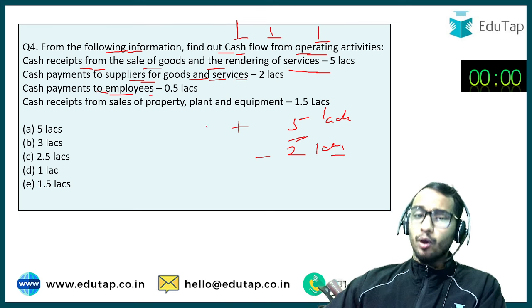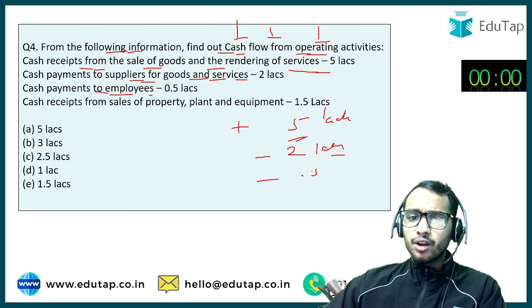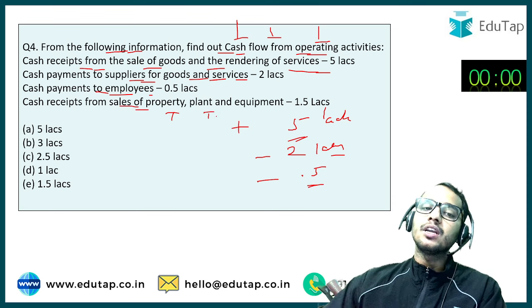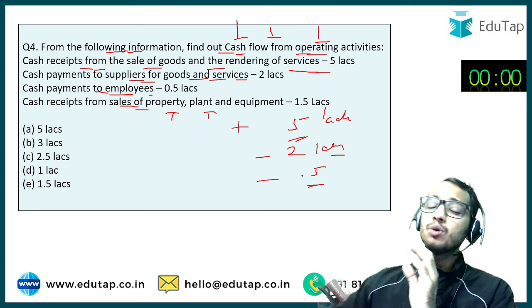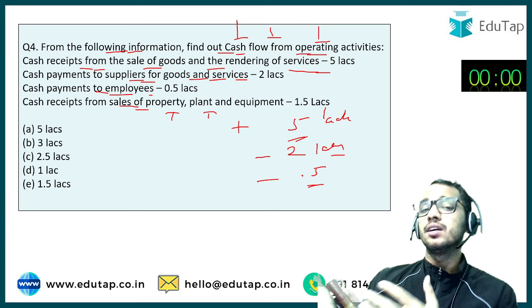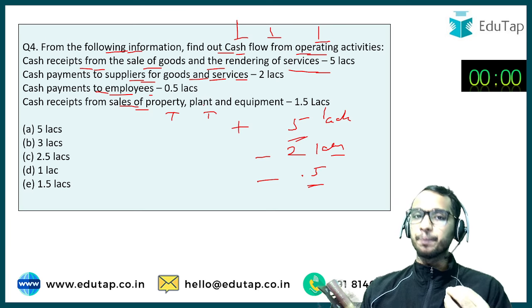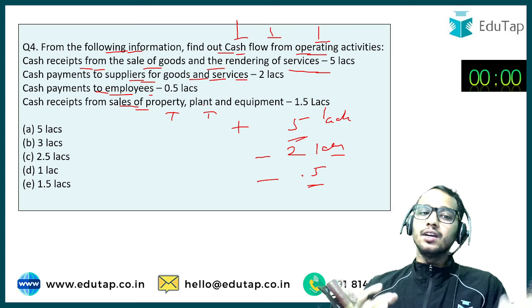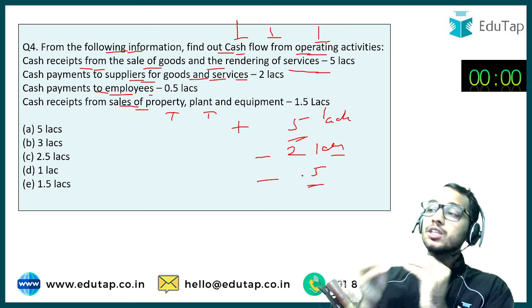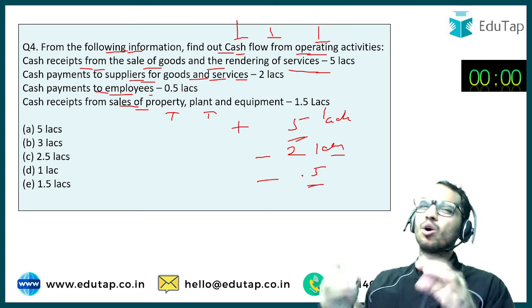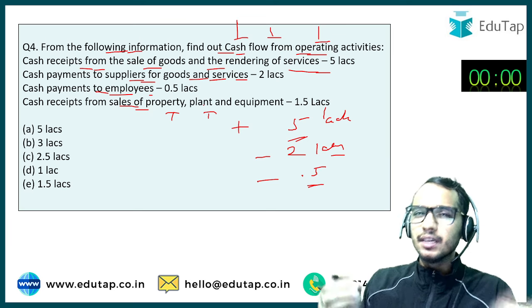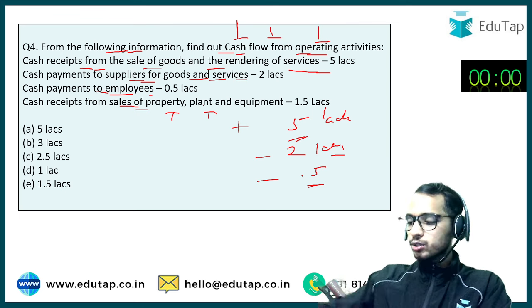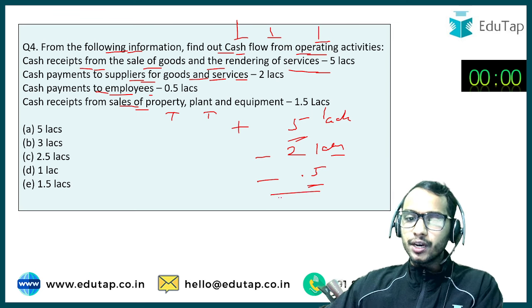Cash payment to employees, again it's an expense. So 0.5 lakh will again be minus. Cash receipt from sale of property, plant and equipment. Now you have sold the property, plant and equipment. That is not the ordinary course of business activity. That is extraordinary, basically a non-operating activity. So when you have sold the PPE, that is property, plant and equipment, or any other fixed asset, that will be included in the investing activities, not in the operating. So only these three will be counted under operating activities.